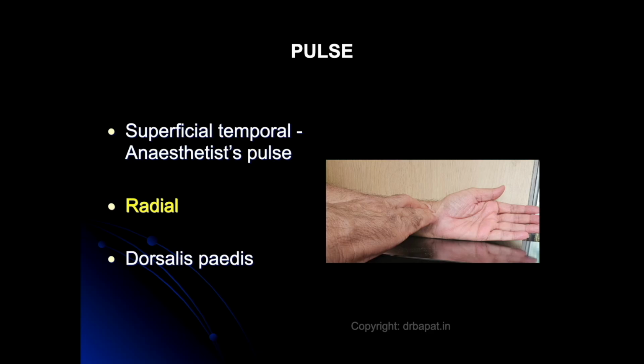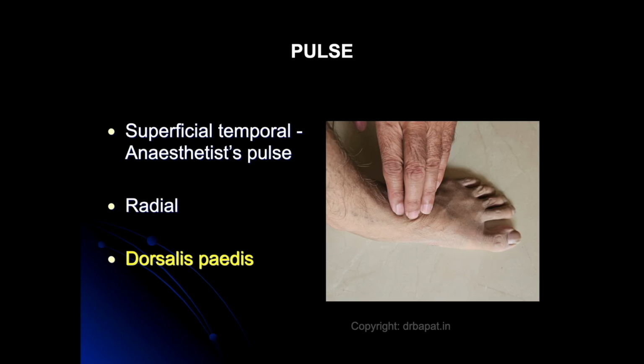The second one is, of course, the most commonly felt pulse in clinical practice, the radial artery felt against the anterior surface of distal end of radius at the wrist. The third is dorsalis pedis, felt on the dorsum of the foot against the navicular or cuneiform or proximal end of the first interosseous space at the base of the first metatarsal.